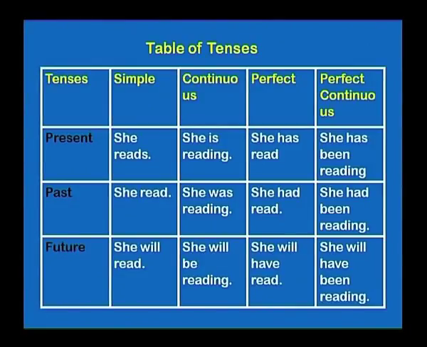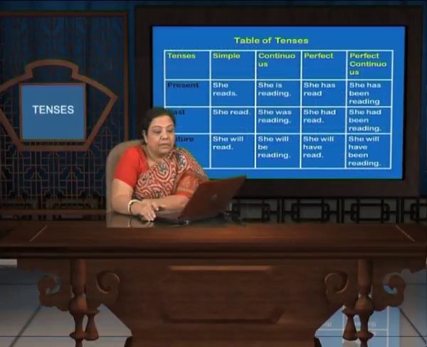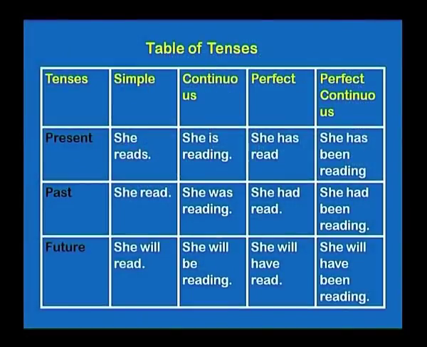If I say in continuous tenses, present continuous, the same sentence becomes she is reading. Past tense, she was reading. And in future, she will be reading. When I say perfect tense, remember has, have, had? We say in present perfect, she has read. Past tense, she had read. Future, she will have read.